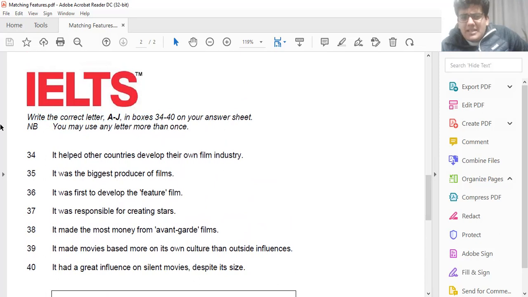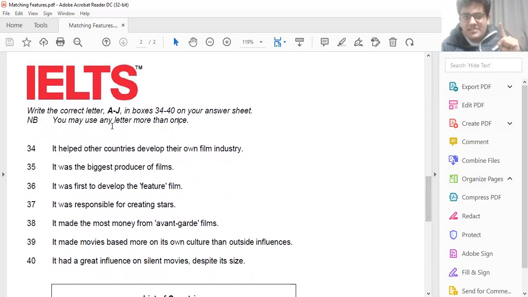Now, also, it's very pertinent to note this point, and B, nota bene, you may use any letter more than once. Every question will have just one answer because it says write the correct letter, not letters. But there is a possibility that 2 or more questions might have the same answer associated with them. So once again, every question will have just one answer. As it says over here, write the correct letter in singular form. However, they also say to us, you may use any letter more than once. So there is a possibility that 2 or more questions might have the same answer.